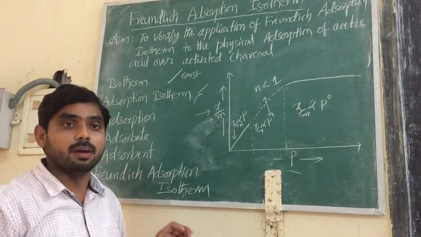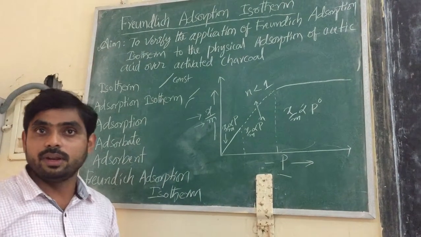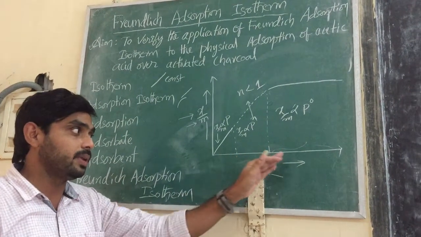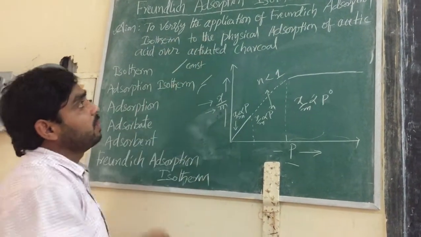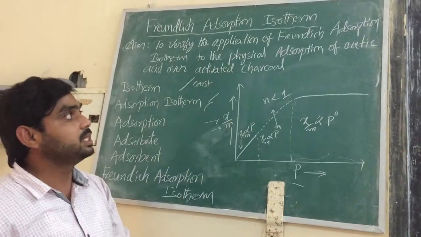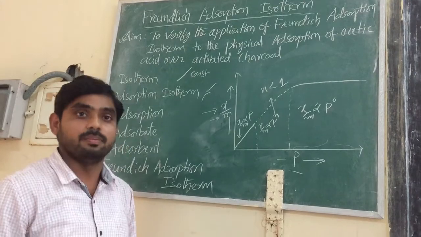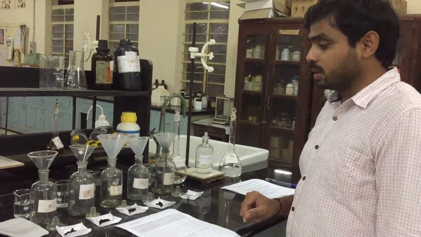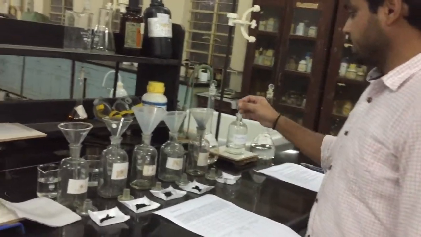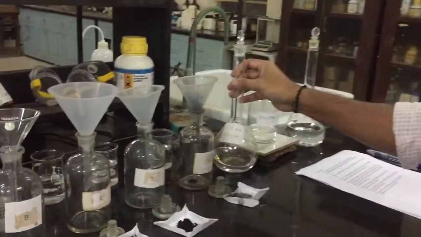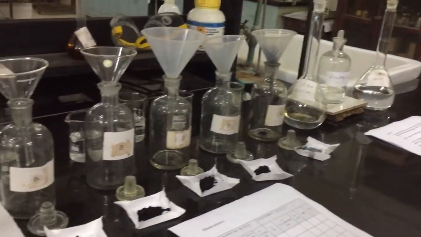The same thing is applicable to solutions. Since verification of gas adsorption on solid is very difficult in our chemistry laboratory, because it is very difficult to maintain different kinds of pressures, we are going to verify the application of the Freundlich adsorption isotherm to the physical adsorption of acetic acid in solution form over activated charcoal. Now I am going to demonstrate the Freundlich adsorption isotherm using acetic acid as the adsorbate and activated charcoal as the adsorbent. I am following a systematic procedure.